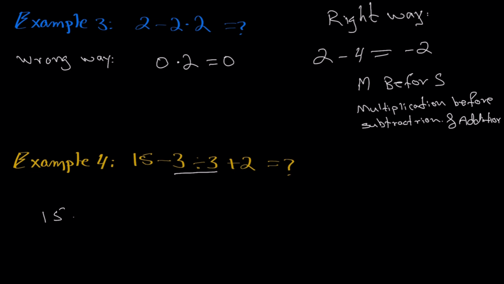15 minus 3 divided by 3 will be 1, plus 2. So this becomes 15 minus 1 plus 2. Now you can do either addition first or subtraction first. 15 minus 1 is 14. 14 plus 2 is 16. So this is the answer right there.